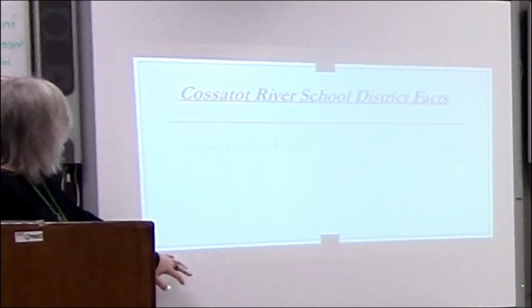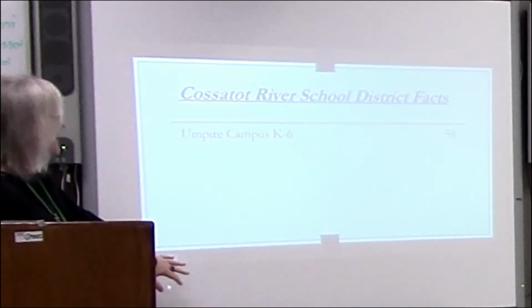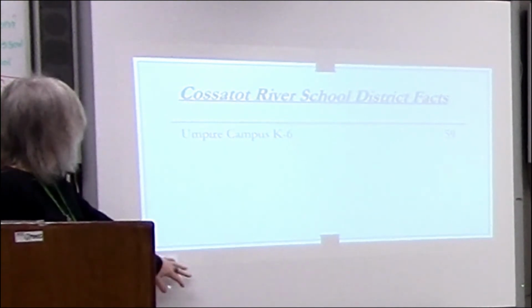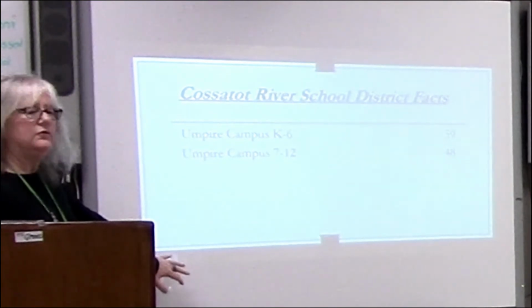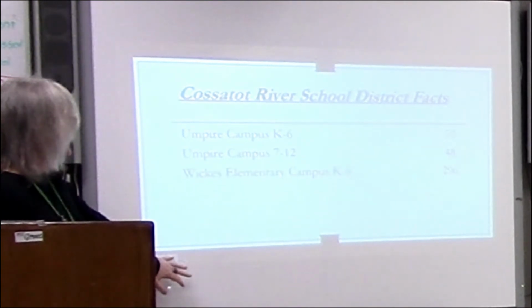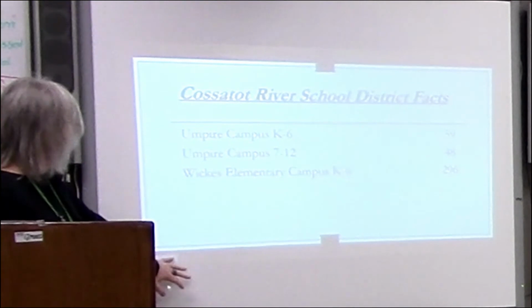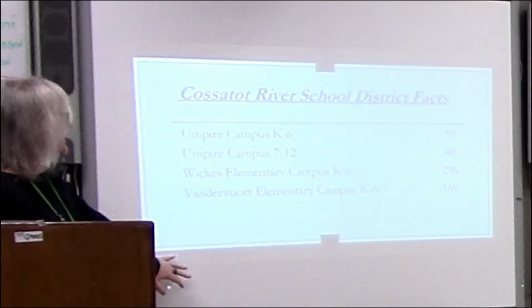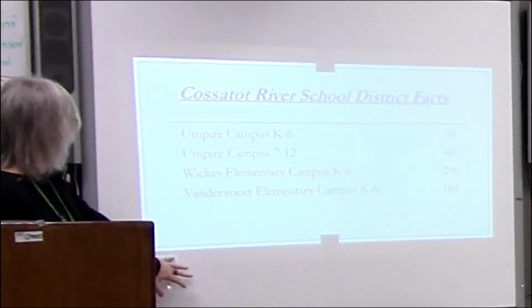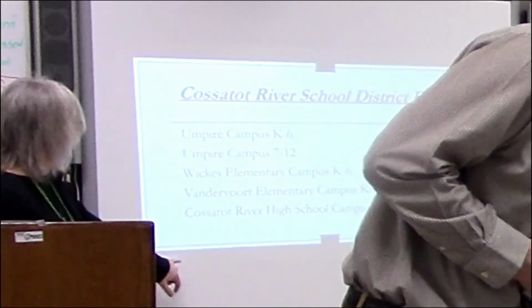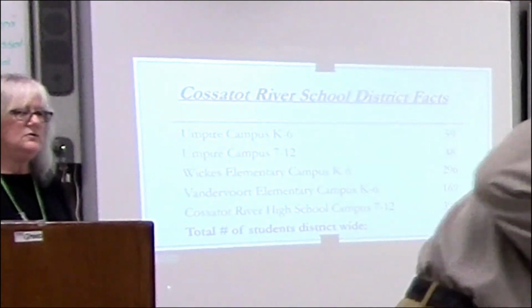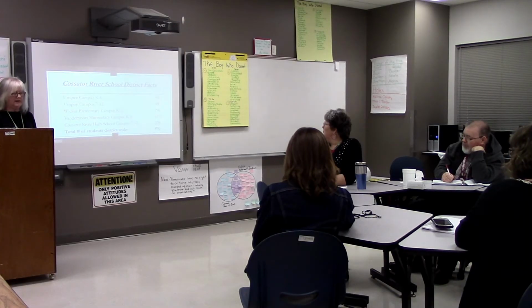In our school system, we have Umpire Campus with 59 students in the K-6. We have Umpire Campus 712 with 48 students. Wicks Elementary has 296 students. Vanderbilt Elementary Campus has 169 students. And here at the high school we have 398. So we serve as a school district 970 students at this point, and we have students coming into our school every day, so it's growing.